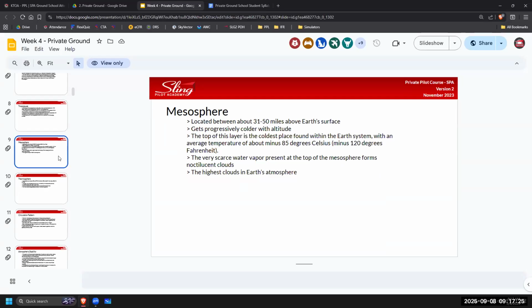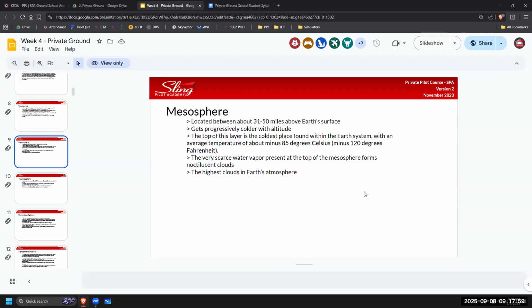Located 31 to 50 miles above Earth's surface. It still gets progressively colder with altitude as we're increasing altitude. The top of this layer is the coldest place found within Earth's system. So minus 85 degrees Celsius, 120 Fahrenheit. What's important to know about the mesosphere is there is barely any water vapor present. So barely any water vapor means basically no clouds.